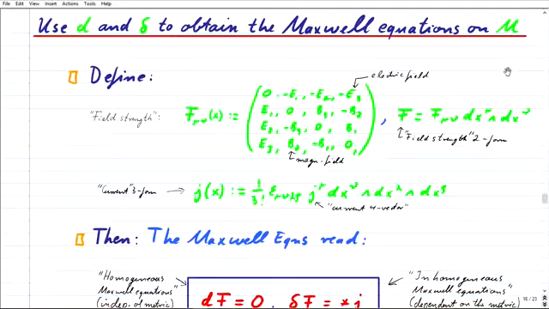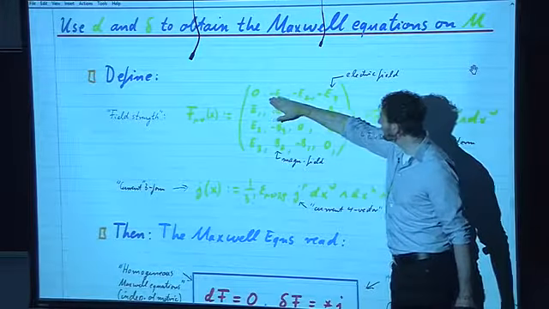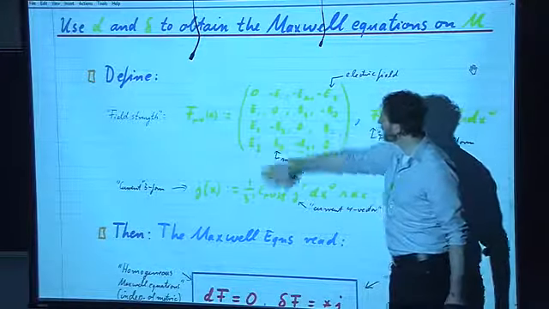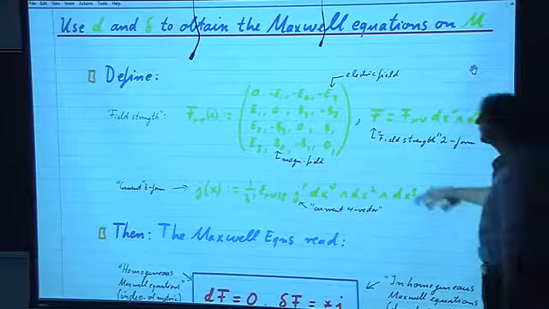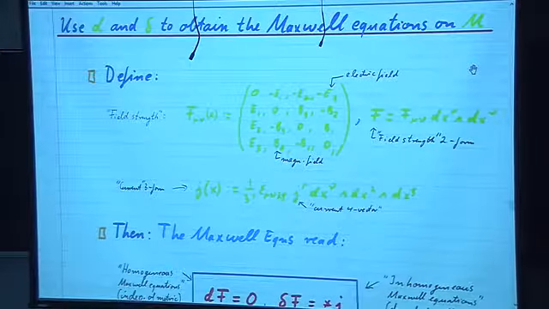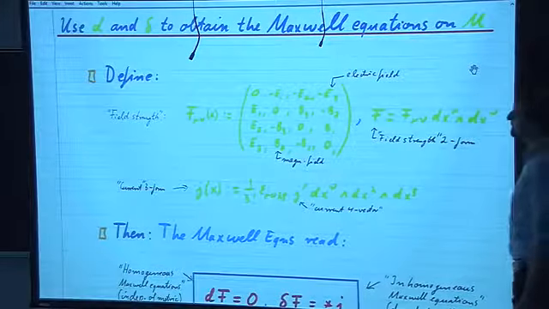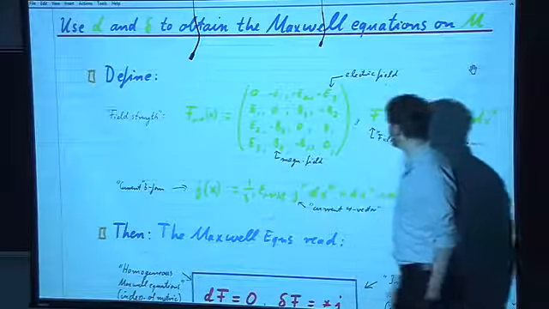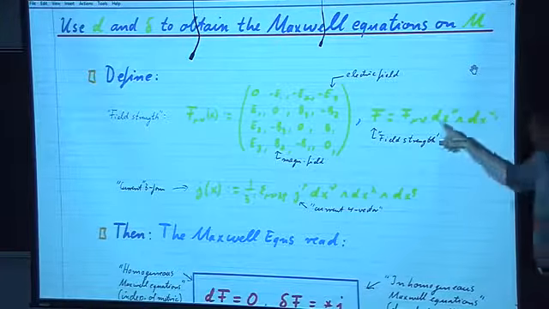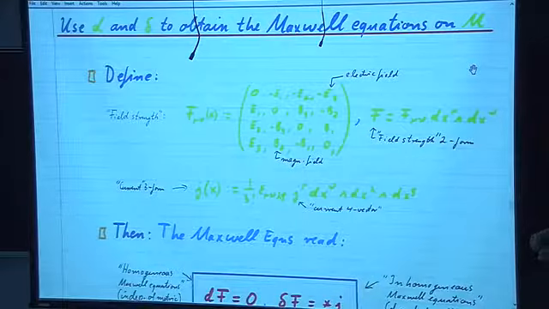Now, before we get to the Klein-Gordon equation, let's use d and del to obtain the Maxwell equations. Let us define the field strength tensor. It has the electric field here in the first column and first row, and it has the magnetic field in the middle with suitable minus signs. Then this is an antisymmetric covariant 2 tensor. We can write it in this form because it is actually a differential 2 form. The field strength tensor is a differential 2 form.